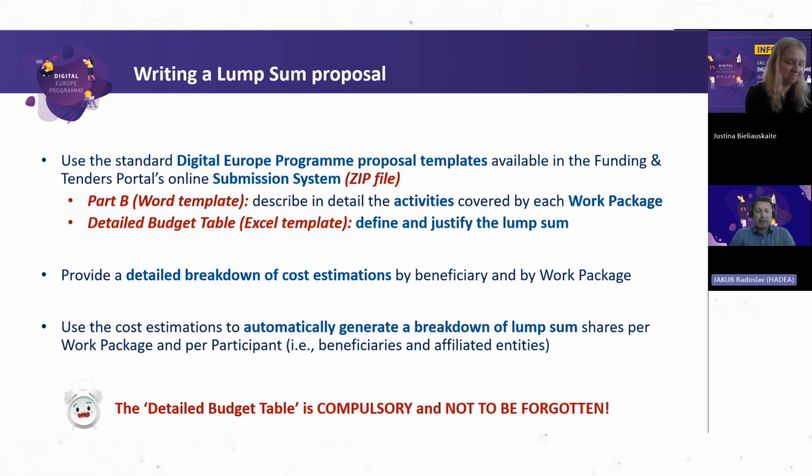So here I can go more quickly because this information was already stressed by Maria. Use the templates provided from the submission system. You will need to provide a detailed breakdown of cost estimation by beneficiary and by work package. This we will discuss more in detail later on. The cost estimation will be based on the information encoded. There will be a breakdown, a lump sum generated automatically. So the most important part of this slide to remember is that the detailed budget table is compulsory and not to be forgotten, because otherwise the proposal would be ineligible. So next slide.